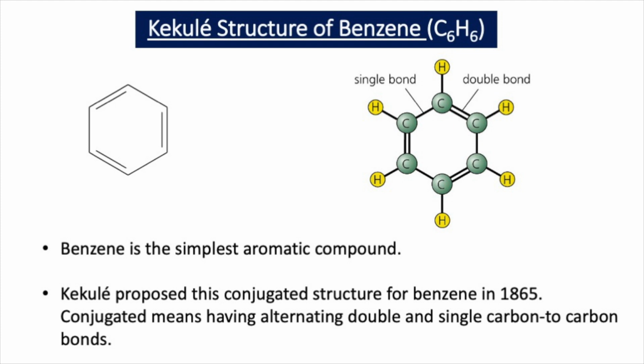Benzene is the simplest aromatic compound, and Kekulé proposed a conjugated structure for benzene in 1865. Now, conjugated means having alternating double and single bonds, and in the structure that Kekulé proposed, he suggested that there is a ring of 6 carbons. There are 6 hydrogens present in benzene as well, and the carbon-to-carbon bonds in benzene are conjugated, in other words, alternating double and single carbon-to-carbon bonds. Now, Kekulé got this idea for a ring of 6 carbons from a dream, because he had a dream about a snake biting its tail, and that gave him the idea that benzene consisted of a ring-like structure.